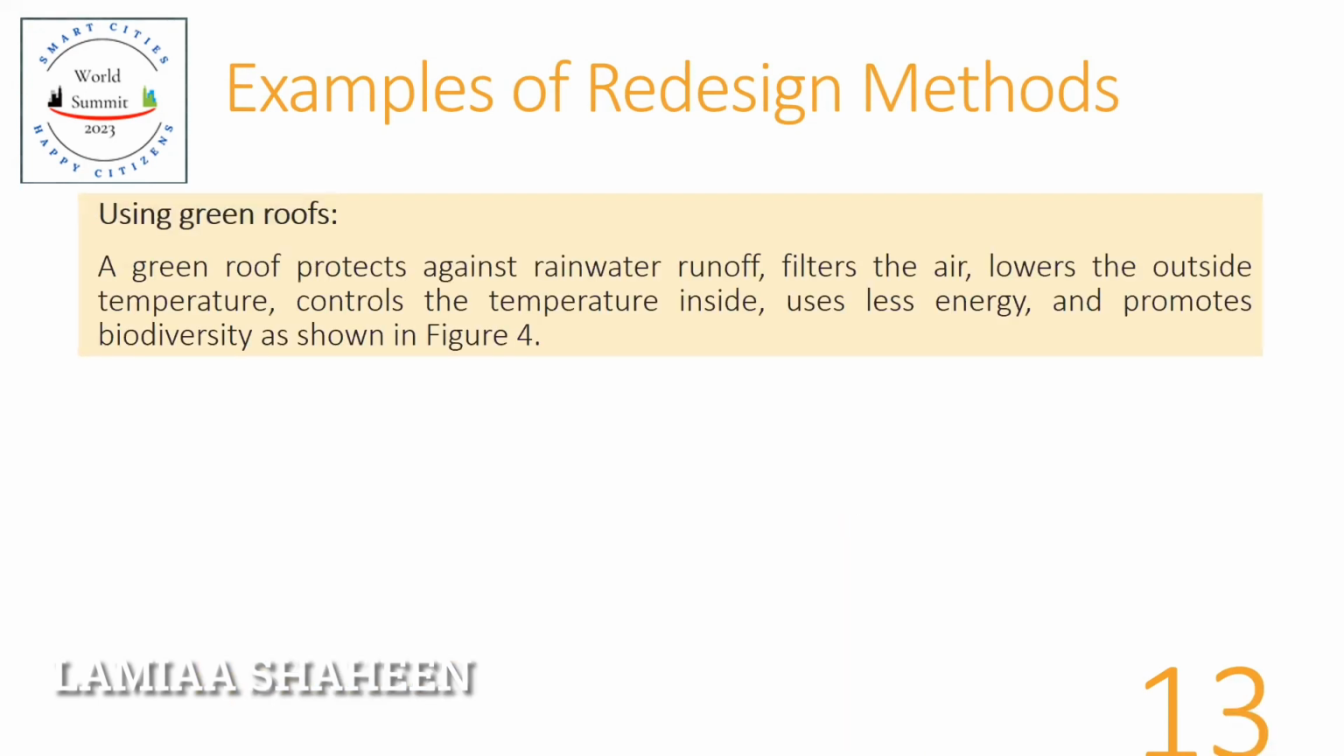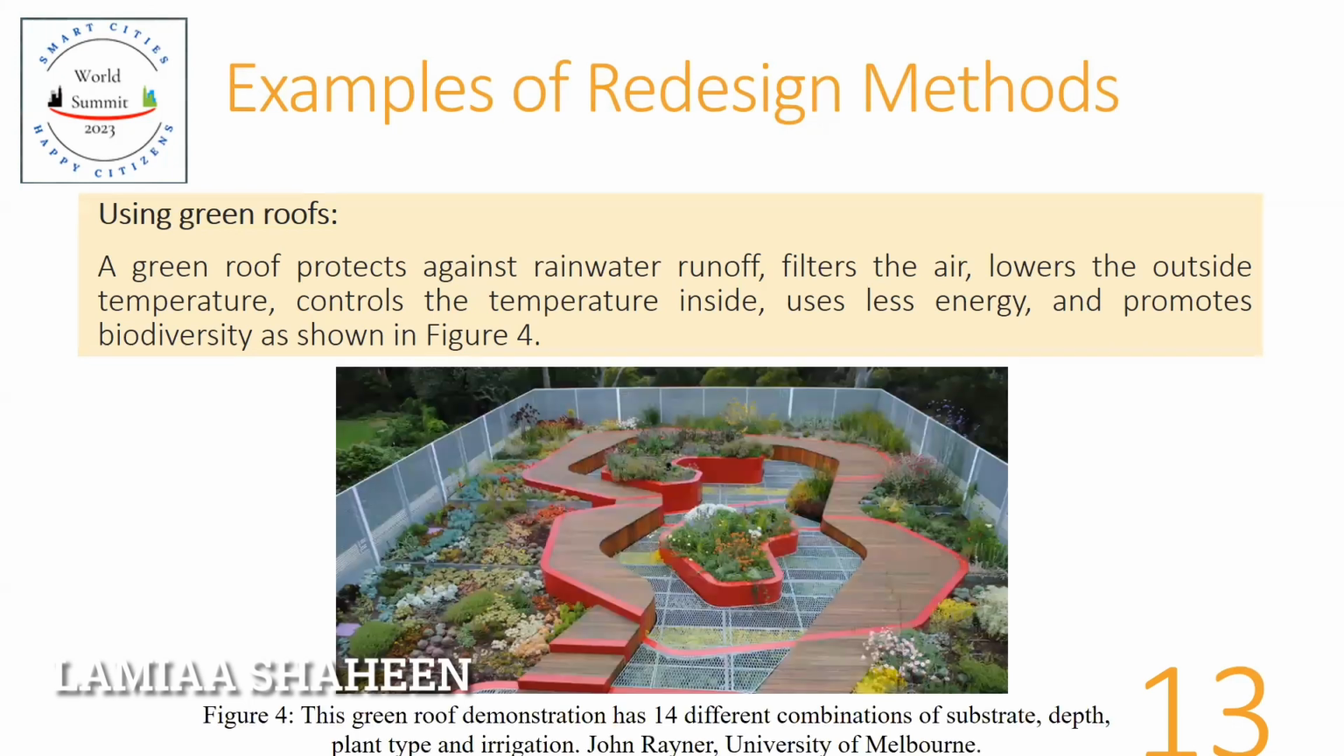Second one, using green roofs. A green roof protects against rainwater runoff, filters the heat, lowers the outside temperature, controls the temperature inside, uses less energy, and promotes biodiversity, as shown in figure number 4. And this figure number 4 is for the rooftop of the University of Melbourne.